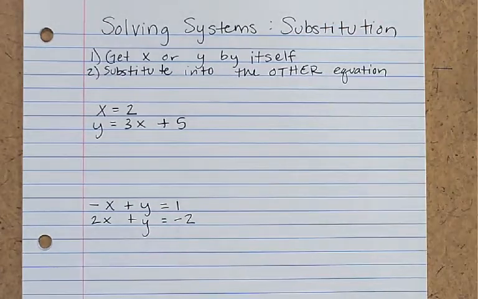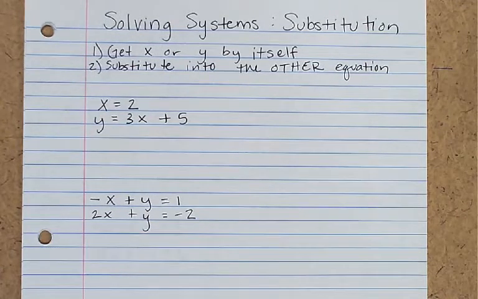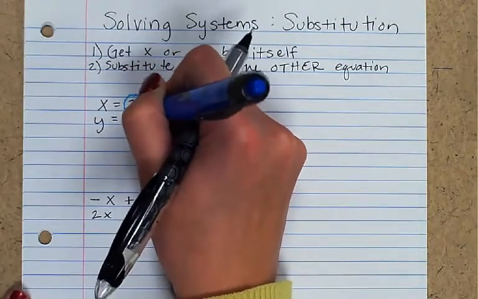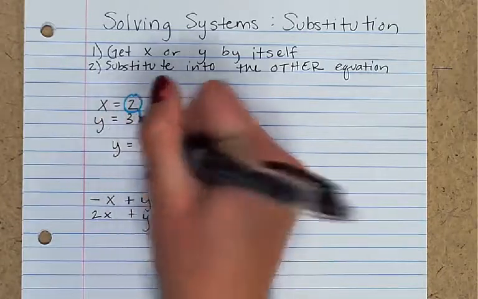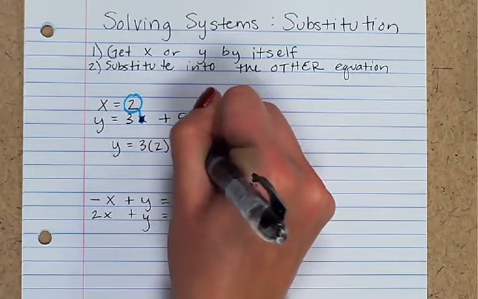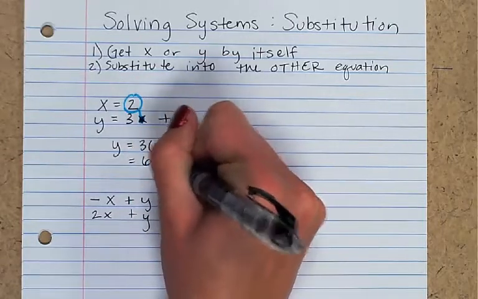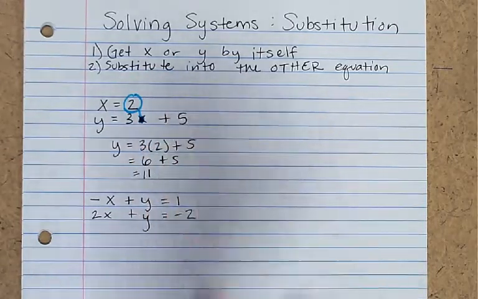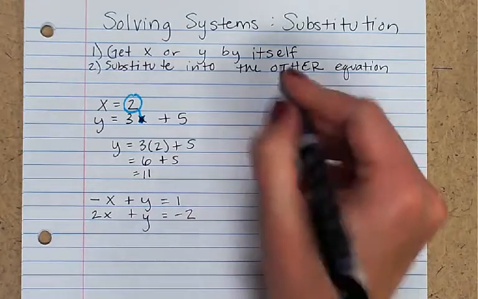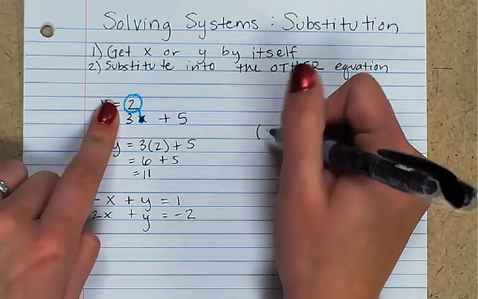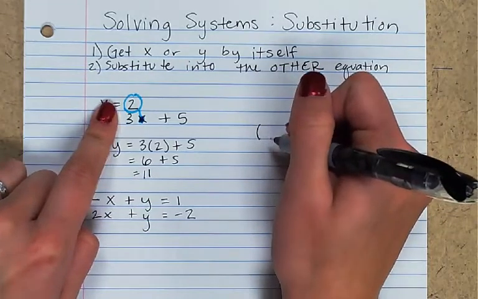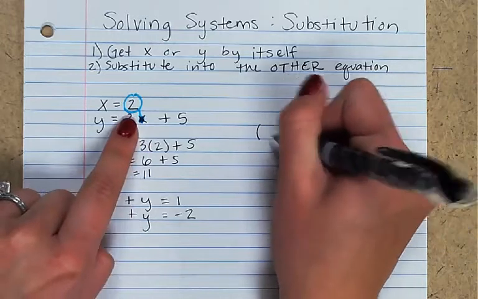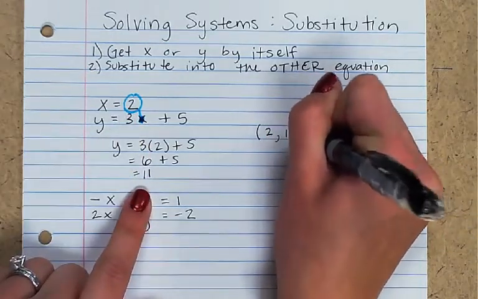Okay, so for this first example, just to get us warmed up with some substitution, if I told you that x equaled 2, and then I wanted you to figure out what that meant for this y value, what you would do is take 2, plug it in for that x, and say that y equals 3 times 2 plus 5. 3 times 2 is 6, plus 5 is 11. So the solution to this system is, remember, all solutions for systems of equations are ordered pairs. It's where the lines cross each other. So this solution would be the x-coordinate is 2 and the y-coordinate is 11.